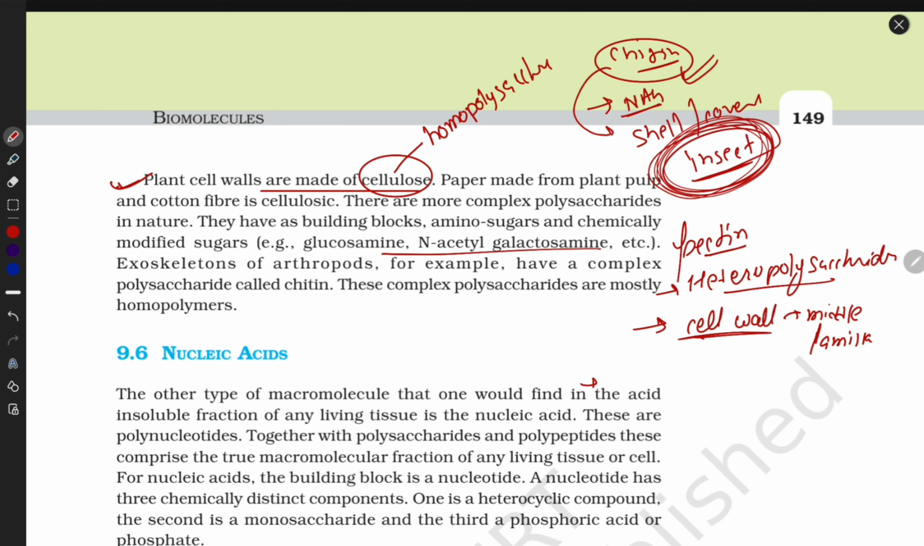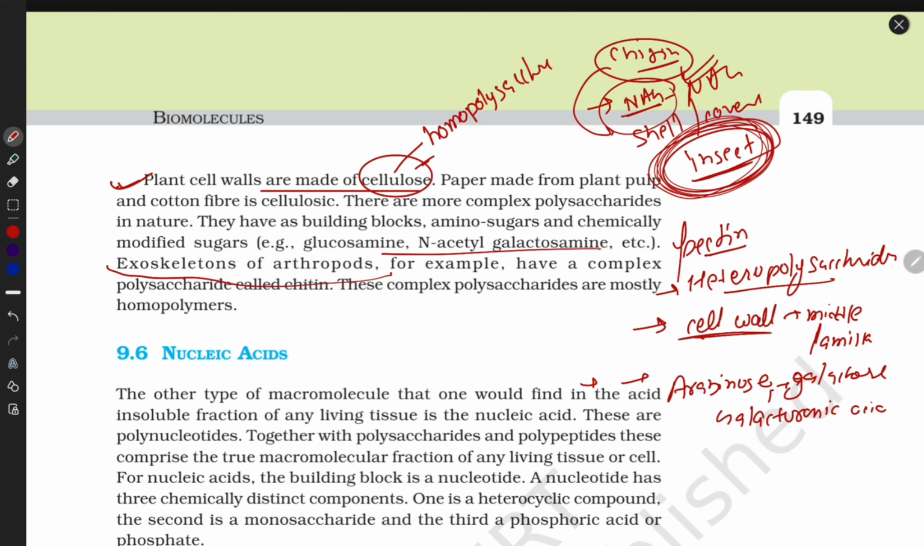And they are made up of sugars like glucose, NAG. They are made up of some sugars: arabinose, not arachidinose, galactose, or galacturonic acid. This is very important, guys. For your competitive exam, this is very important. I can't tell you guys how important it is.